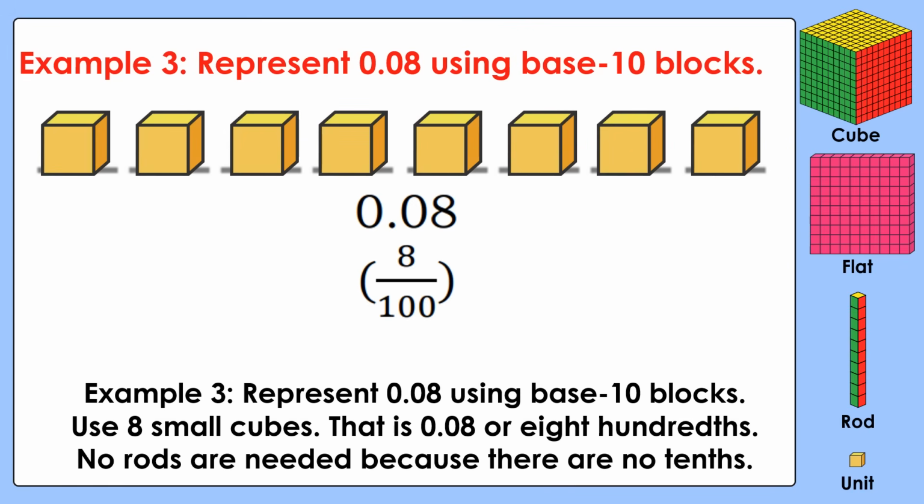Example number 3. Represent 0.08 using base 10 blocks. Use 8 small cubes, that is 0.08 or 8/100. No rods are needed because there are no tenths.